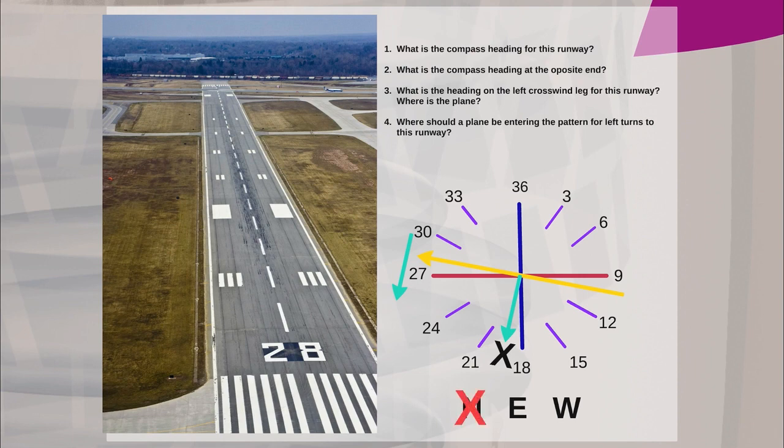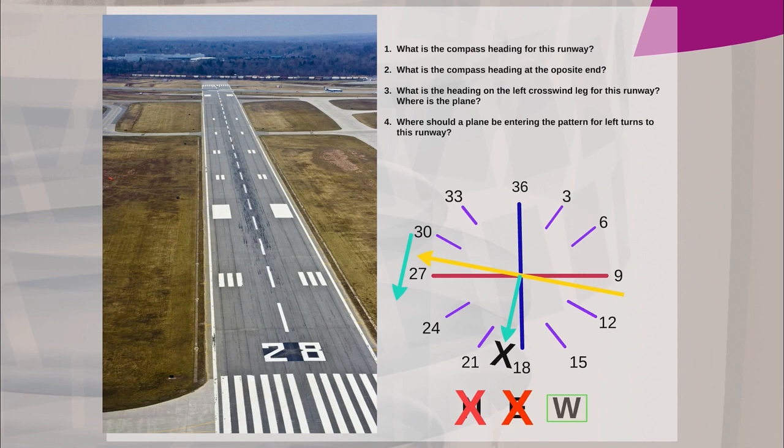So is it north? Nope. Is it east? Nope. In this case, it could only be west because it's west of the blue line that separates east and west. So there you have it.